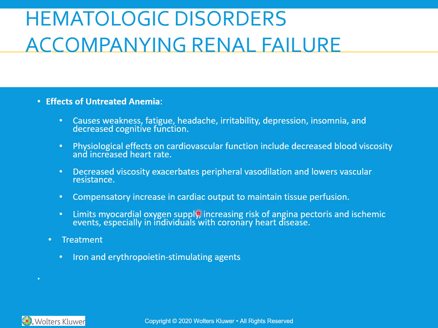The effects of untreated anemia are probably really familiar to you because we've talked about this already. So just go ahead and review these. But the treatment here is really to either give iron to replace iron stores, or we can give synthetic erythropoietin stimulating agents. So we can give that synthetically via injection to increase RBC production.